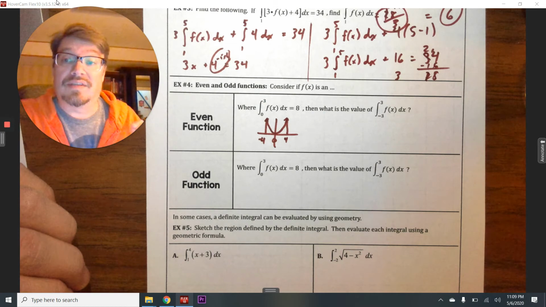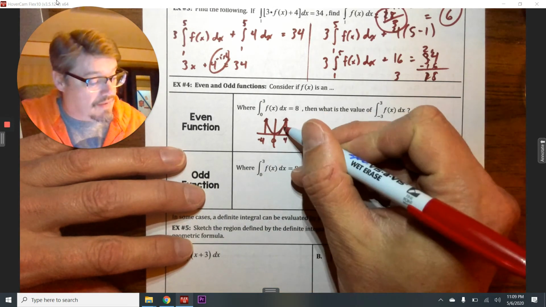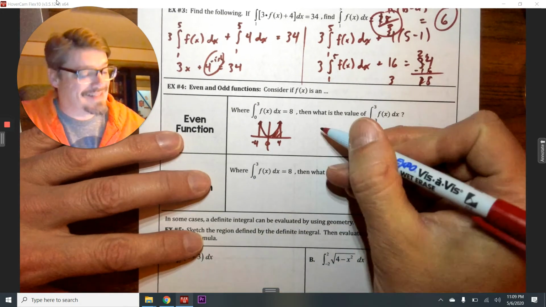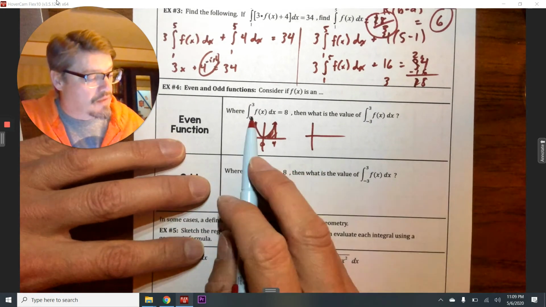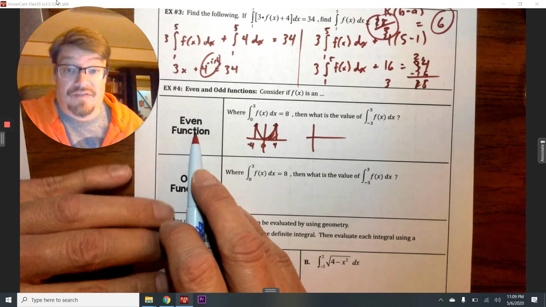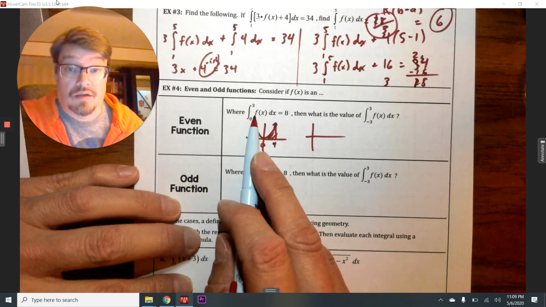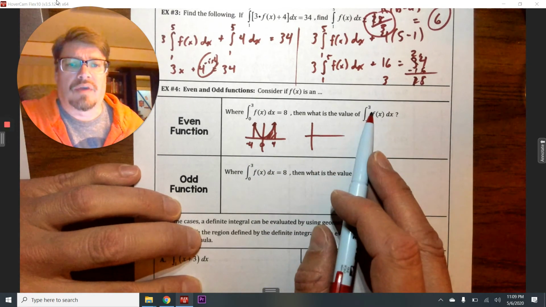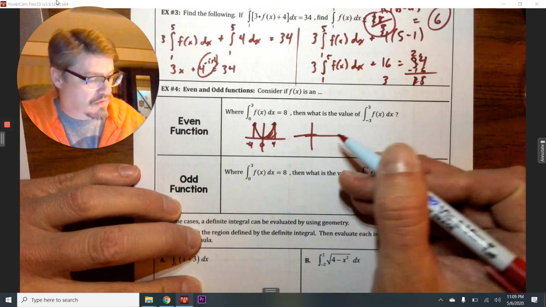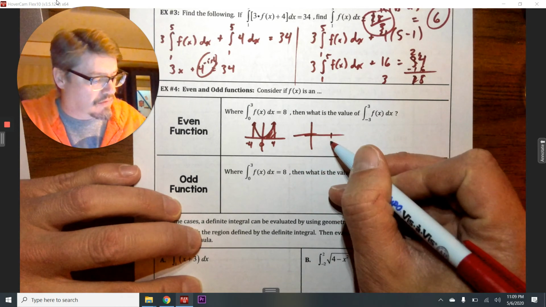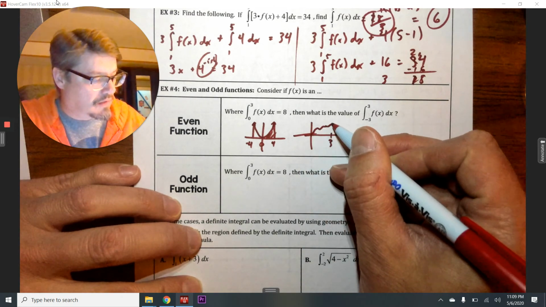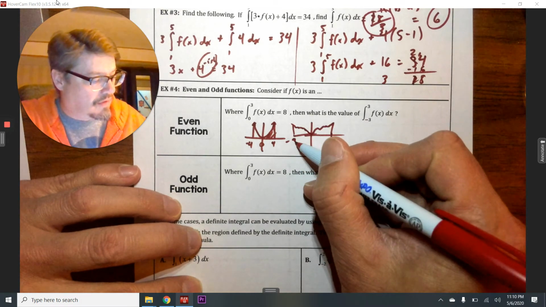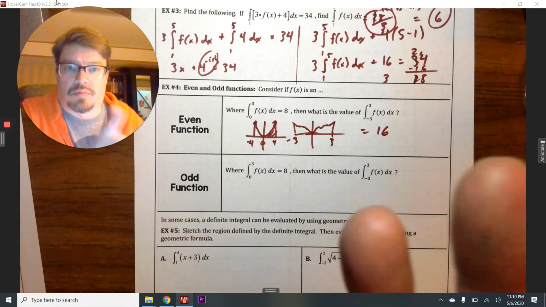Trust me on this. If you know it's even, all you have to remember is that this is actually double. Let's say I'm going from 0 to 3 here, and it's 8, and I want from -3 to 3. Well, if 0 to 3 is 8, and it's even, then that means it's got to be 16, right?